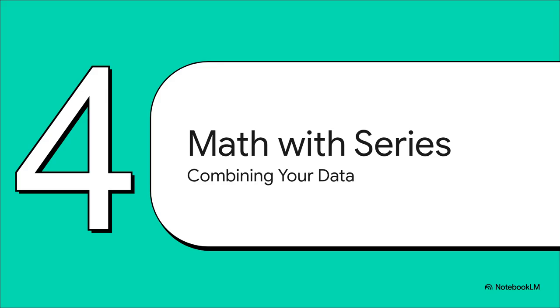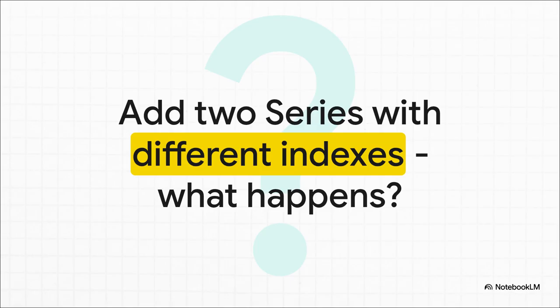Okay, let's switch gears for a second and talk about math. Because a huge part of data analysis is doing calculations. Let's see how Pandas handles doing math when you've got two different series. This is a classic real-world problem. Imagine you've got sales data from two different stores, but they didn't sell all the exact same items. Their sales lists don't perfectly line up. What happens when you try to add them together?